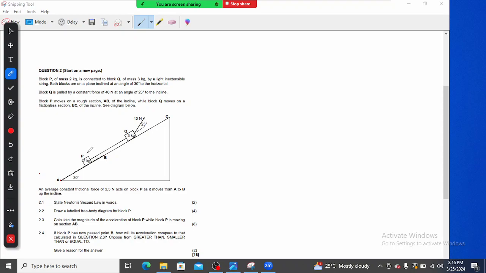Since this block is moving up the incline, it is caused by block Q to move up the incline, right? That is the most important statement that you have to note. And the second piece of information is this: since the two blocks are connected by one tension, they will also accelerate with the same acceleration, right?